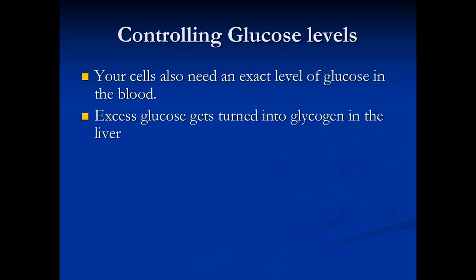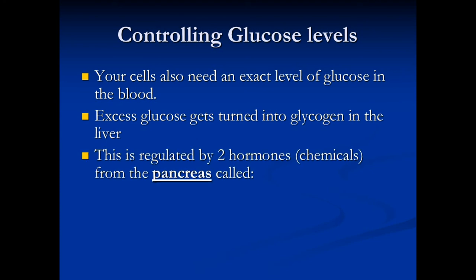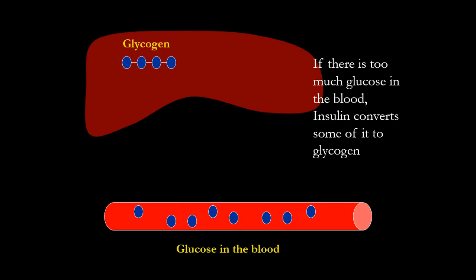If you have too much glucose in your blood, it gets turned into something called glycogen in the liver, and then your body gets rid of it. And this process is regulated by two hormones or chemicals from the pancreas that are called insulin and glucagon. These chemicals act in opposite ways, and you'll see that in just a moment.